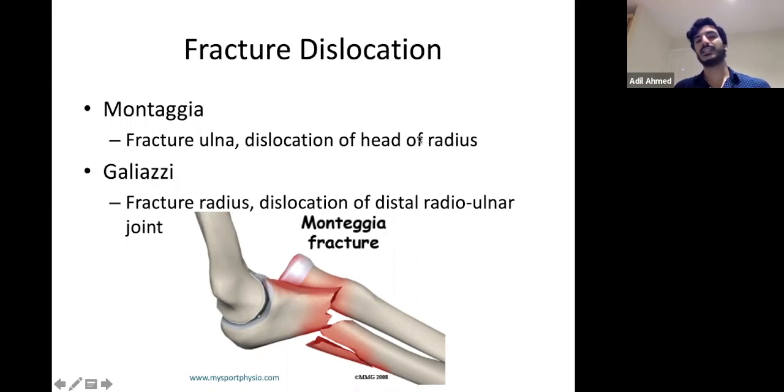So again, both these fractures relay the fact that the forearm is a ring, and if there is a break in one of the areas of the ring, you need to look out for a break in the others.